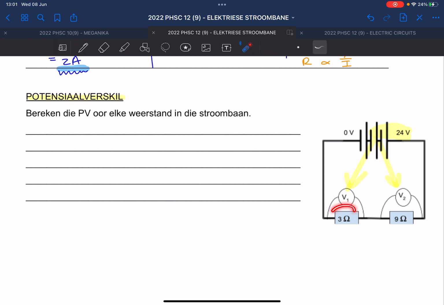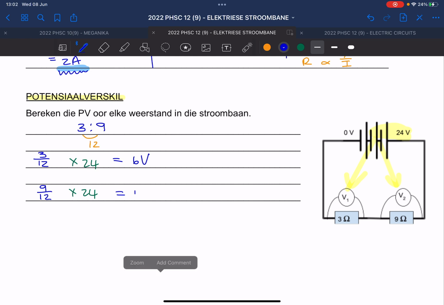You see there that we have 3 ohms and 9 ohms. So we have 3 versus 9. Saam gee dit vir jou 12. So you have 3 over 12 and you have 9 over 12. Of what? Our total sandwiches is 24 sandwiches. 24 toebroodjies. So hier het jy 6 toebroodjies. En hier het jy 18 toebroodjies.